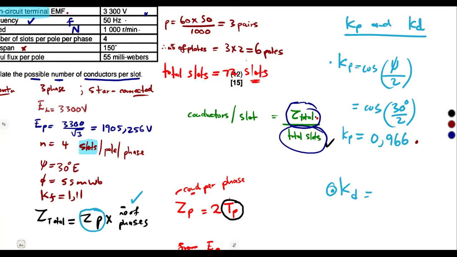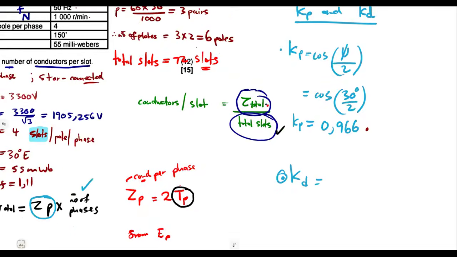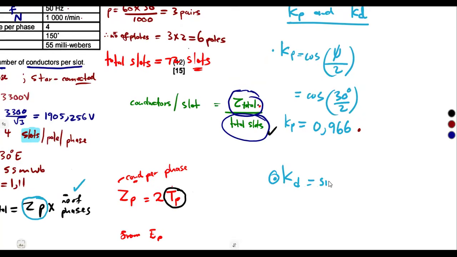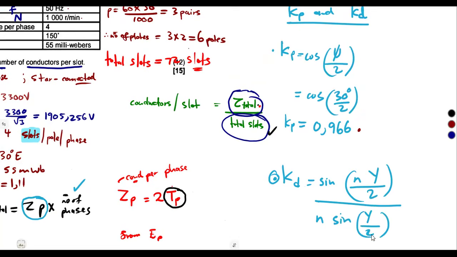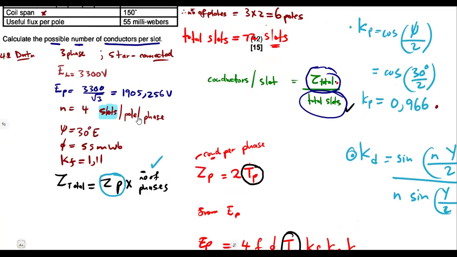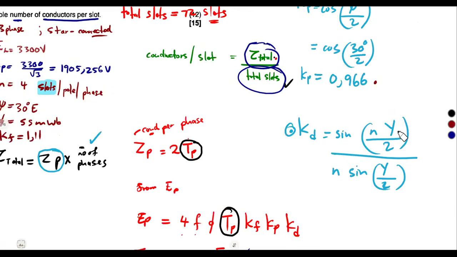Remember our distribution factor, like I said, you can use the formula as it is in your formula sheet, or you can use the sine of n gamma over 2, where gamma is our slot pitch. You can use alpha there, depending on the symbol you're given in your textbook. N, our slots per pole per phase, is already there. But we do not have the slot pitch. So we are going to need our slot pitch.